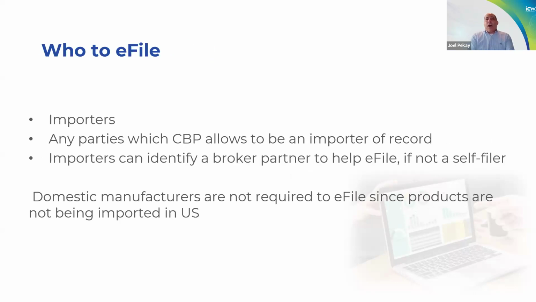So who has to file, or who is responsible for the e-filing? Importers of record must file certificates of compliance electronically. Any party which Customs and Border Protection identifies or allows to be an importer of record. Importers can identify a broker partner to help them e-file. And again, as I said, domestic manufacturers are not required unless they are importing products and they are the importer of record.